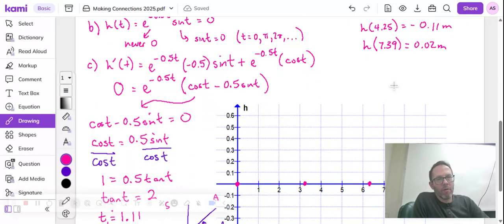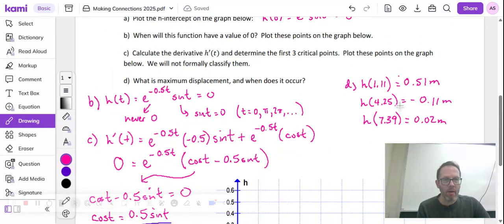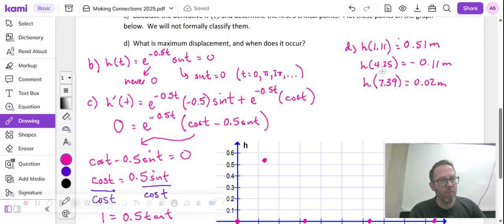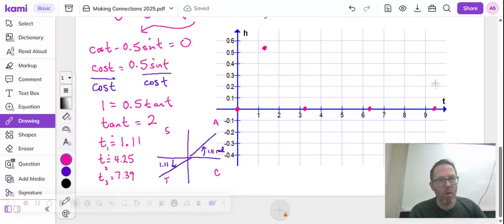So our first critical point, about 1.11, 0.51, right about somewhere around here, roughly. And then our next, so hopefully you guys would agree, very clearly a local maximum. And then 4.25, negative 0.11, somewhere here. And then the last one, around 7.4, 0.02, so barely above, something like that.